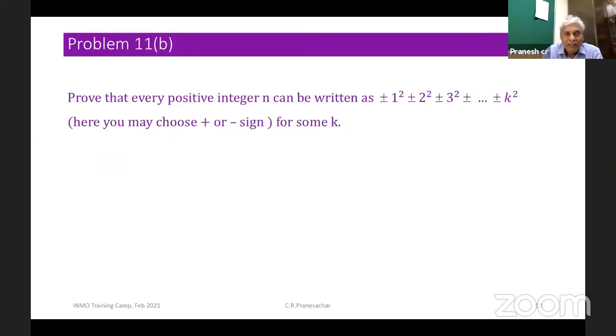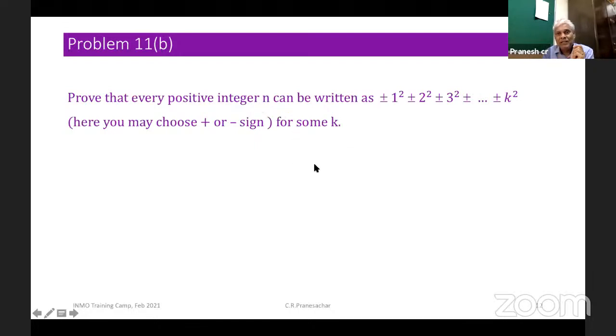But this has another part. Now, instead of first degree terms, you take second degree terms. Prove that every positive integer n can be written as plus or minus 1 squared, plus or minus 2 squared, etc. up to plus or minus k squared, with suitable choice of signs plus and minus for some k. Of course, this k depends on the number n itself.